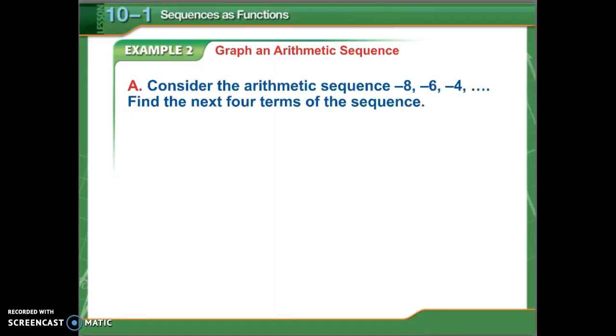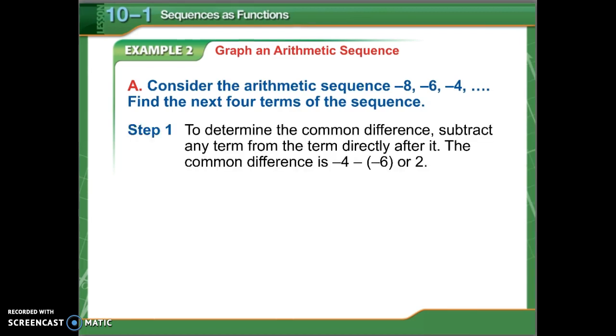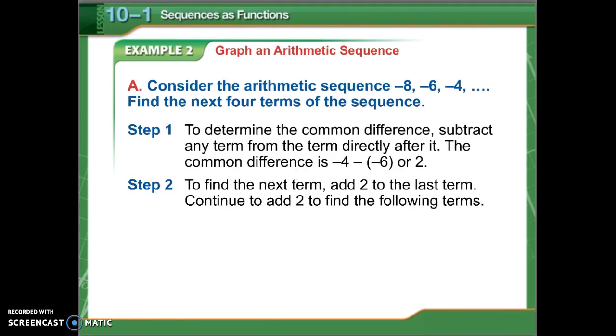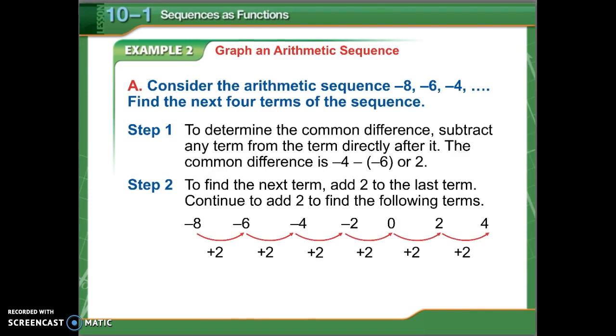Example 2, graphing arithmetic sequences. Part A says we need to consider the arithmetic sequence -8, -6, -4, and then find the next 4 terms in the sequence. So when you're given a pattern like this, the first thing that you want to do is to figure out what the common difference is. So you can write the terms out, the way they've been written, and just say, how do I get from -8 to -6? How do I get from -6 to -4? That's one way to look at it.